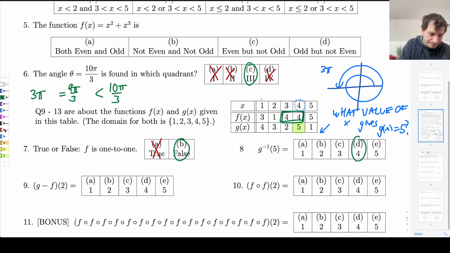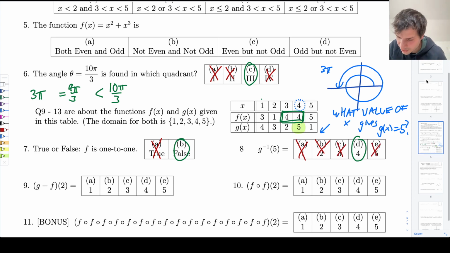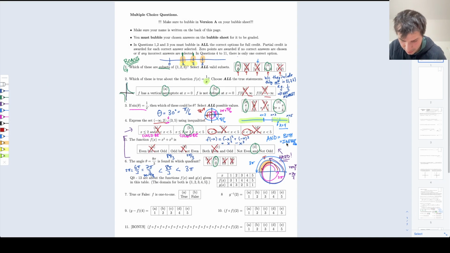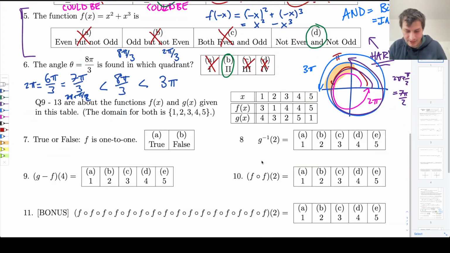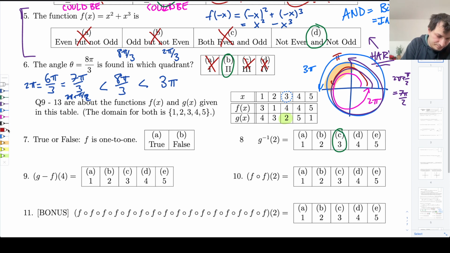It's 4. And again, I'm on version B of the exam right now. In version A of the exam, a very similar question: what is g inverse of 2? You find where g is equal to 2. That's right here. And what is the x value for g equals 2? It's 3. So g inverse of 2 is equal to 3. Okay.